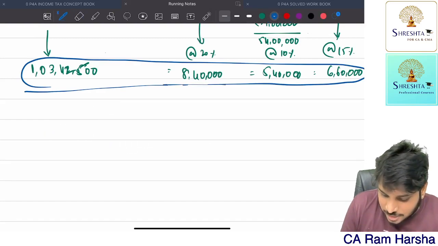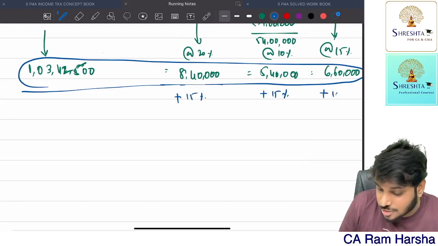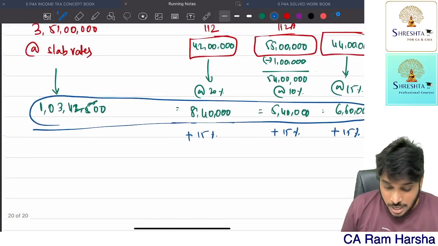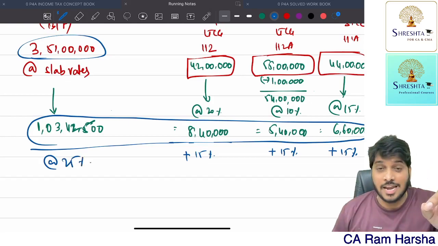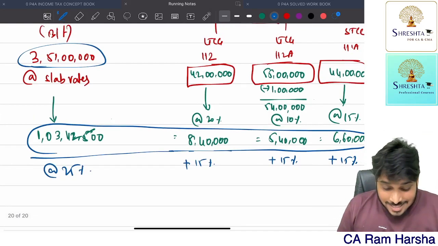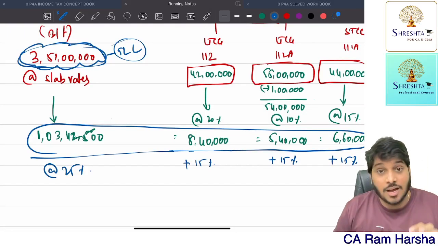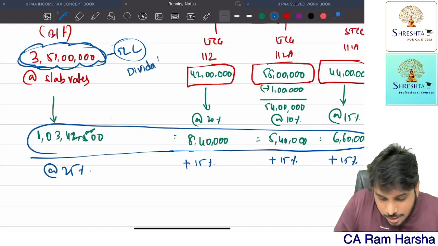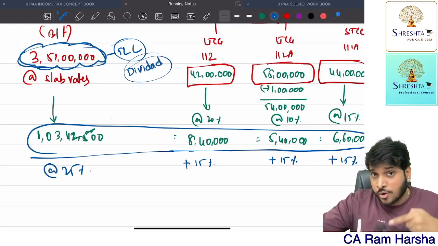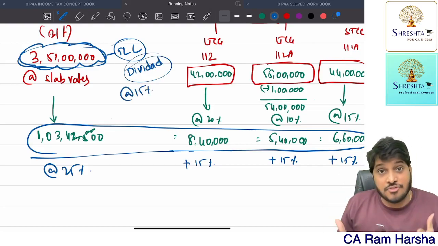So basic tax on this surcharge rate is how much? 15%. On this also surcharge rate is how much? 15%. On this also? 15%. Now on the normal rates, what is the surcharge rate? Straight away 25. Again wrong. Why? This normal income includes 51 lakh dividend income. Remember, on dividend you compute basic tax, right? On that basic tax, what is the surcharge rate applicable?